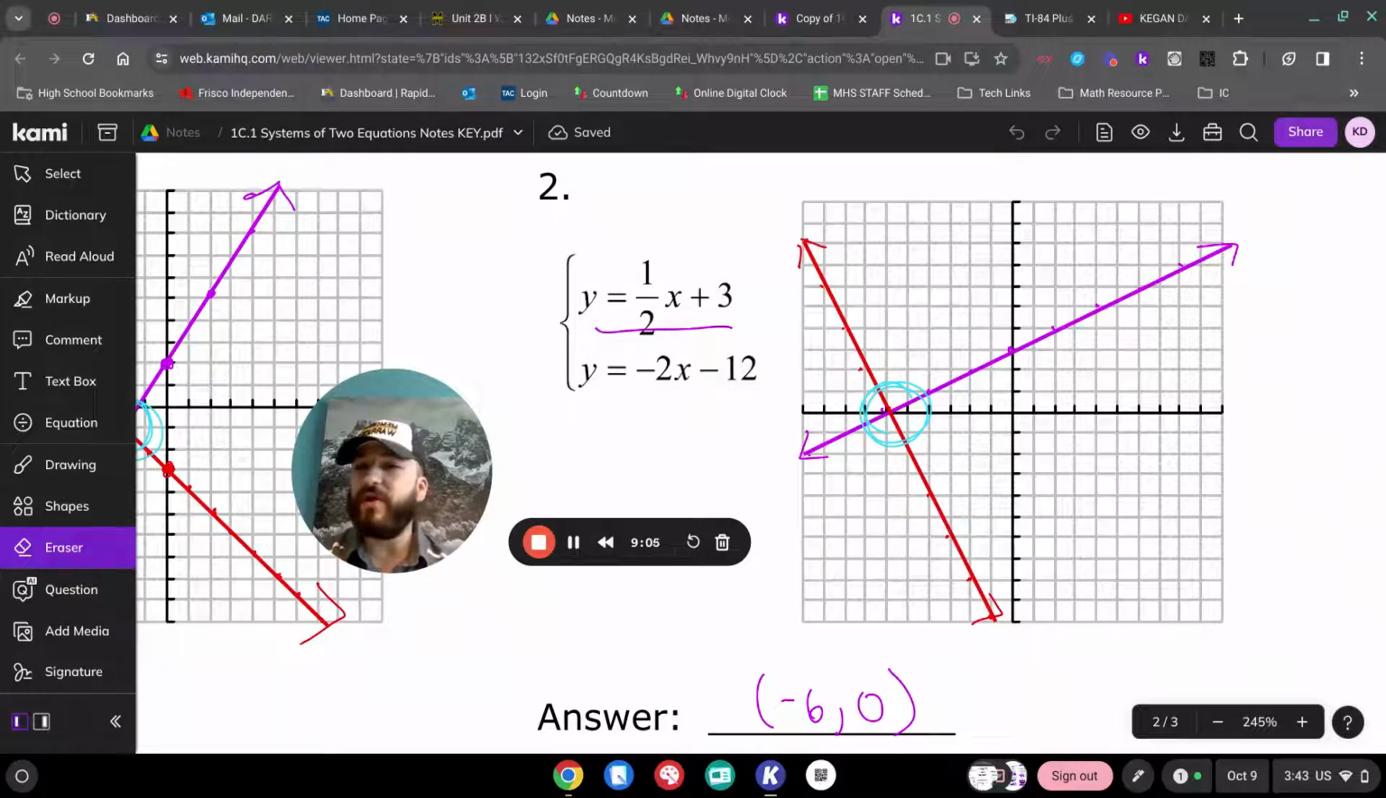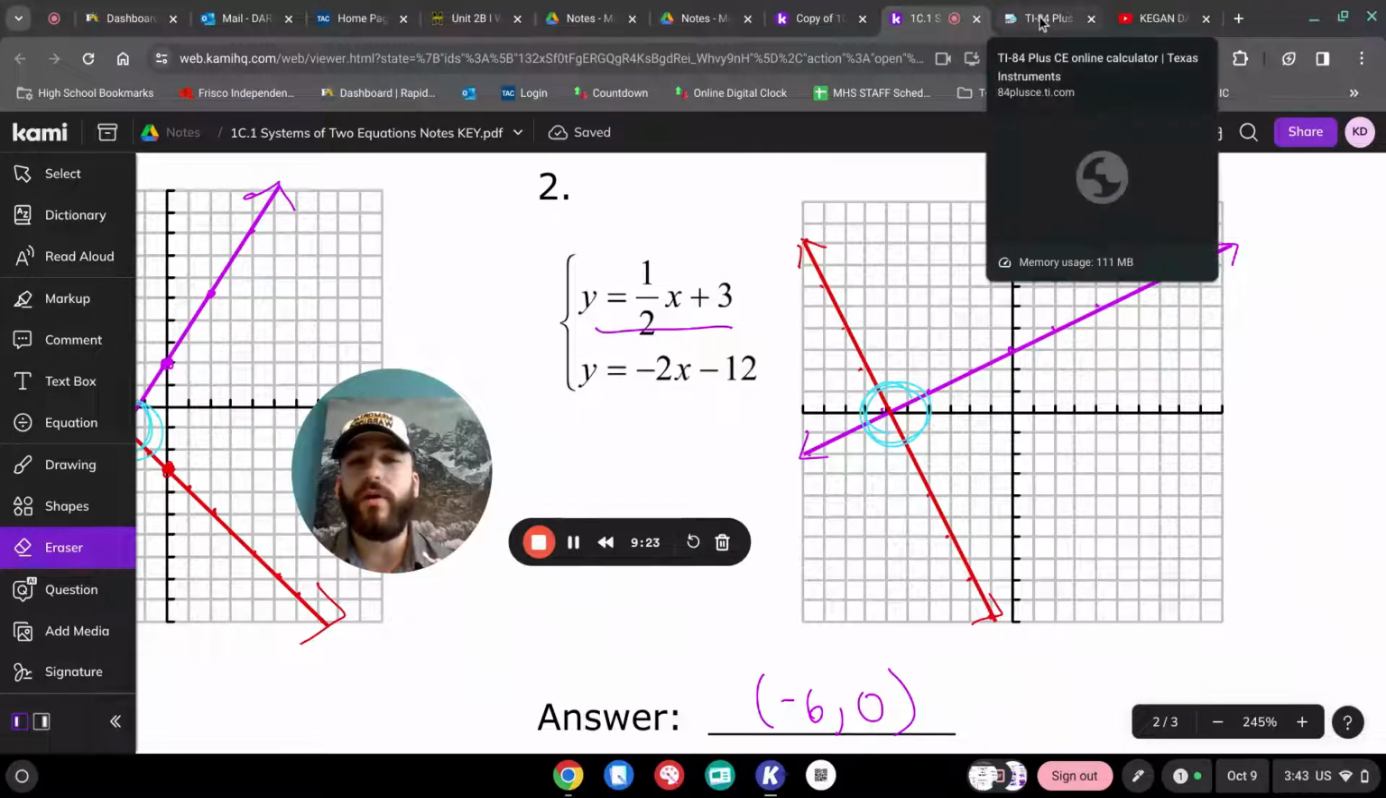Okay, so relatively straightforward. Now, let's say that I want to do these graphically. I know these are relatively straightforward, but even like the one in our warm-up, that one was a little harder to do by hand. So if I wanted to do either of these graphically, and I'm going to use this equation for number 2, I can go to my TI-84, okay?